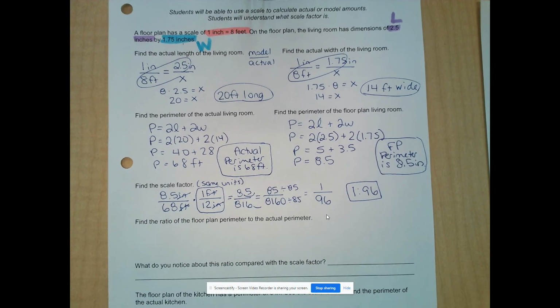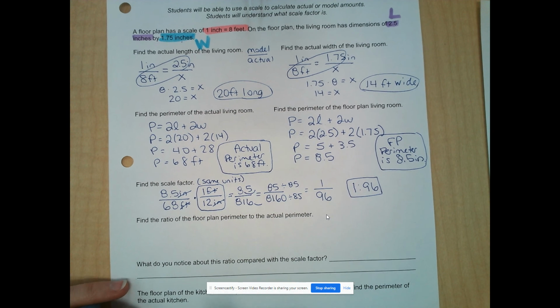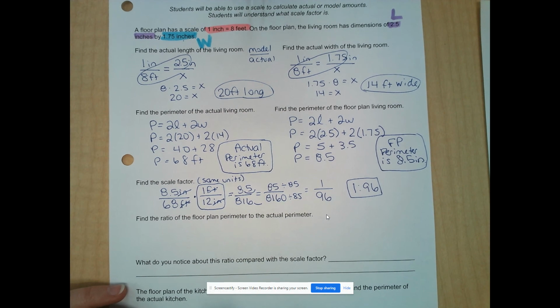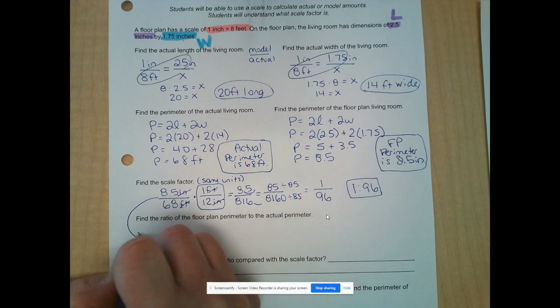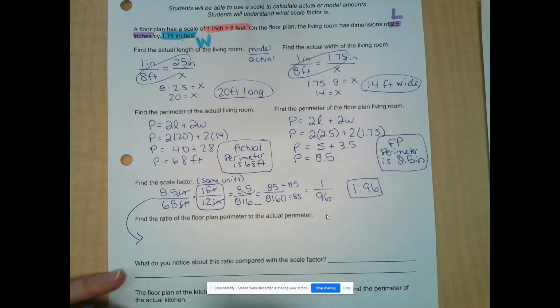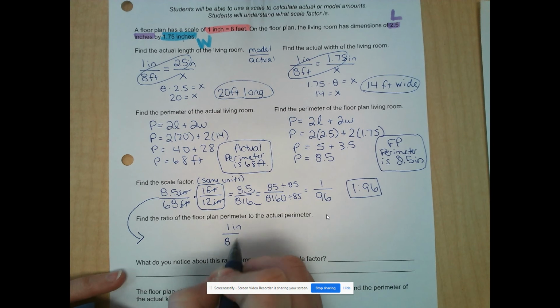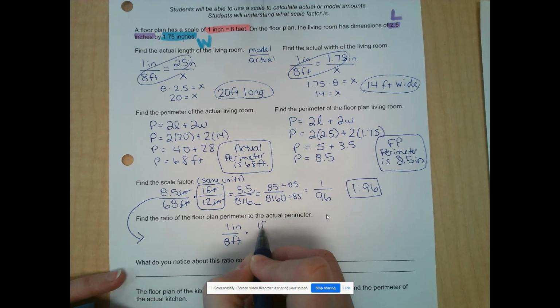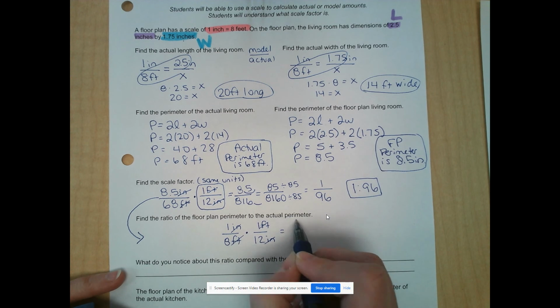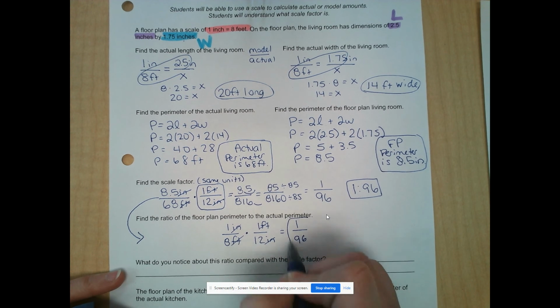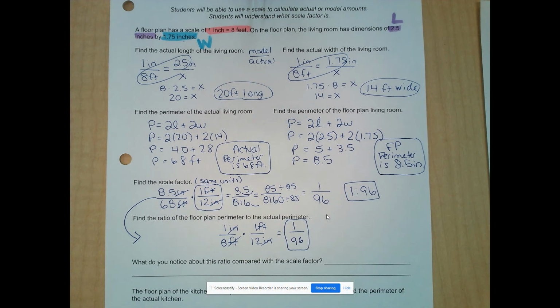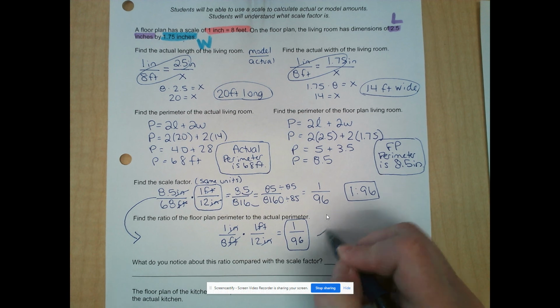Find the ratio of the floor plan perimeter to the actual perimeter. So floor plan perimeter. Oh, I did these backwards. That's the floor plan perimeter. Scale factor was 1 inch to 8 feet. If I multiply that by 1 foot over 12 inches, same process. I can cancel out the inches, cancel out the feet, and I get 1 to 96. So the scale factor is 1 to 96. The ratio of the floor plan to the actual is also 1 to 96, which was really my point. I just happened to do them in the wrong order.